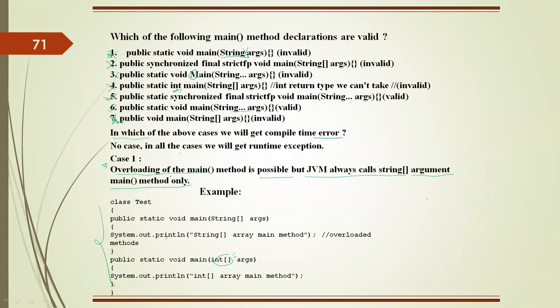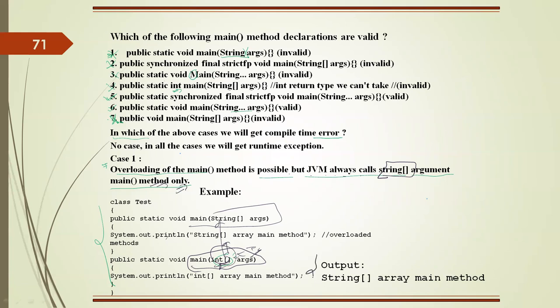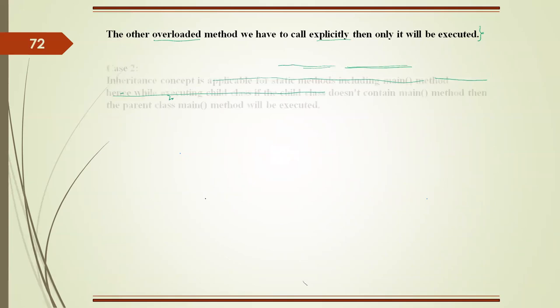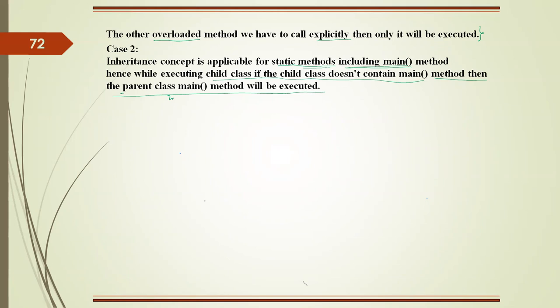So case one. Overloading of the main method is possible, but the JVM always calls the String[] args version as the main method only. This is the simple main, like taking an int array. If you pass a string array, then it is the main method, but duplication is also not allowed. The output is this. The overloaded method we have to call explicitly, then only it will execute.